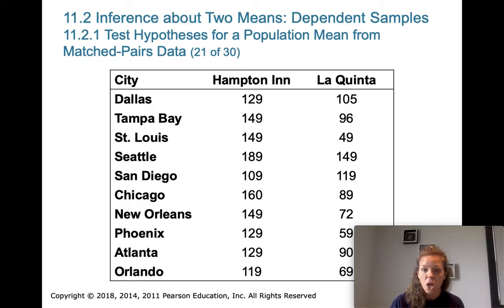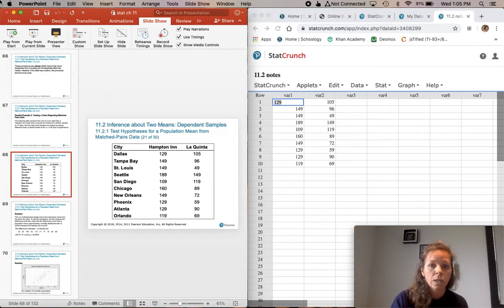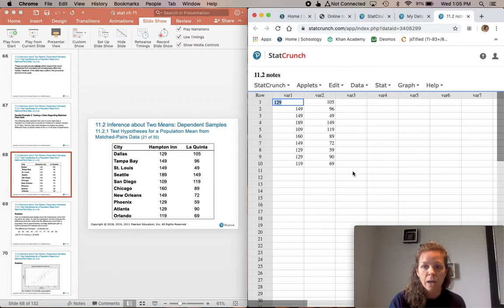and these are matched up according to city, because different cities might have a different cost of living, and thus have different price ranges. So we wouldn't want to compare a hotel price in Grand Rapids to a hotel price in New York City, right? So they're paired up according to what city they are in. And we are wondering if they are different. That was the claim. So to do this, I went ahead and put this data into StatCrunch.